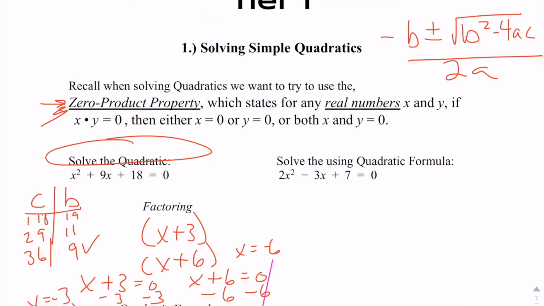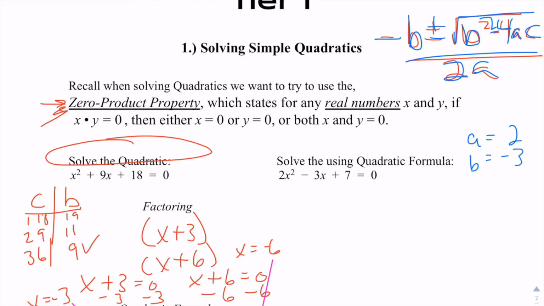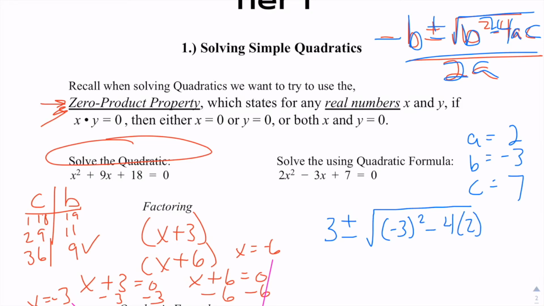Again, we want to use the quadratic formula, -b plus or minus square root b squared minus 4ac all over 2a. To solve this, our a is 2, our b is -3, our c is 7. Instead of -3, we're going to have +3, because that's the opposite of b, is what the negative means. That's how I think of it. And we're going to go -3 squared minus 4 times 2 times 7 all over 2 times 2.